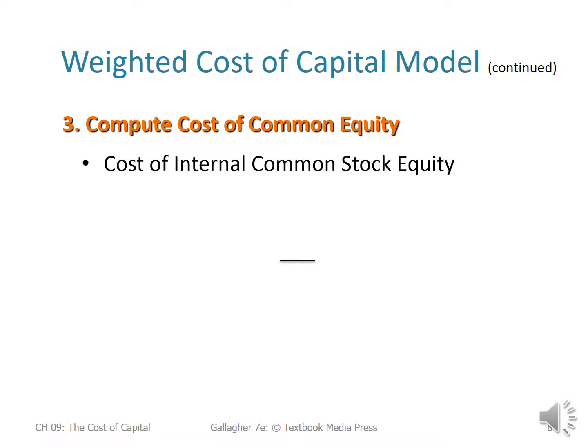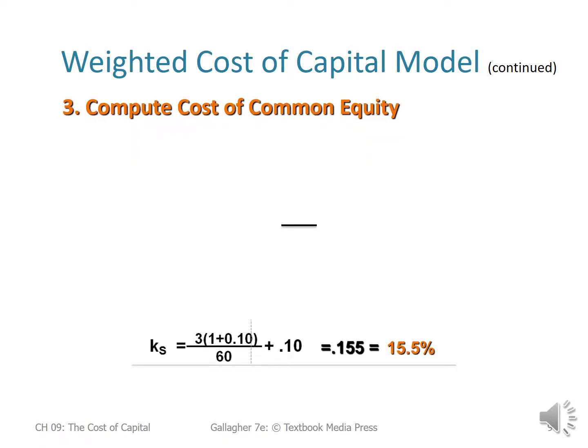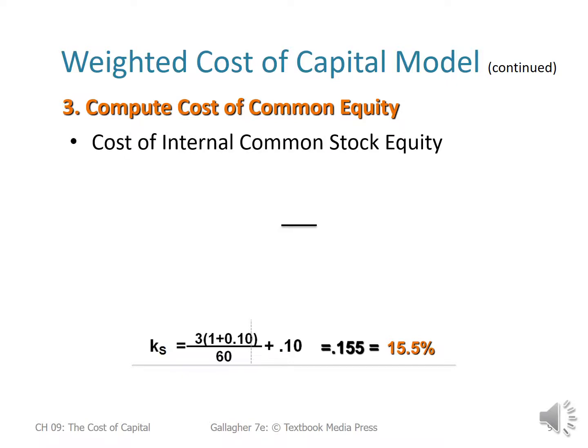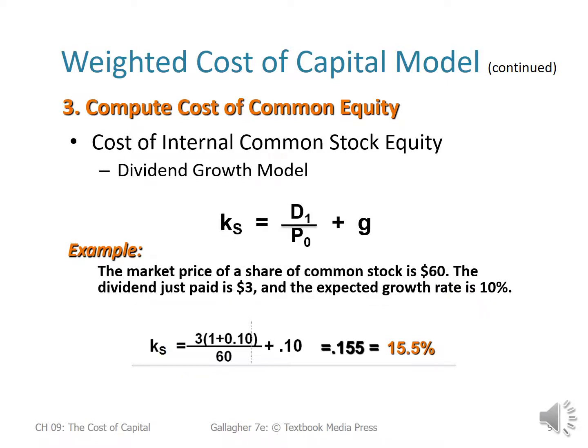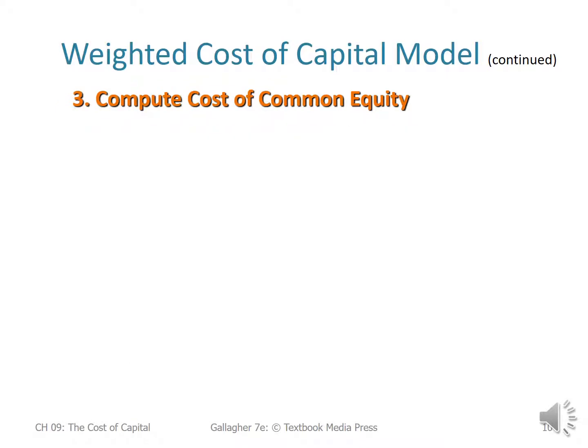Cost of internal common stock equity. We use the dividend growth model. For example, the market price of a share of common stock is $60. The dividend just paid is $3. The expected growth rate is 10%. The cost is 15.5%.